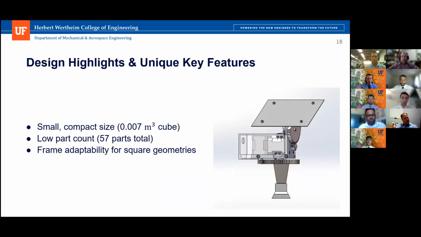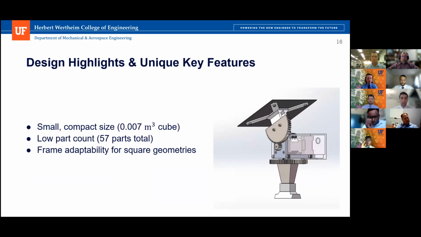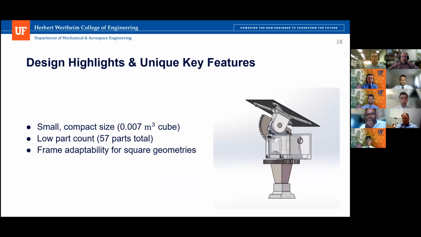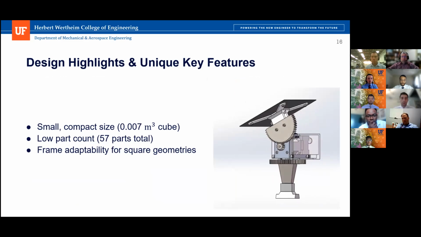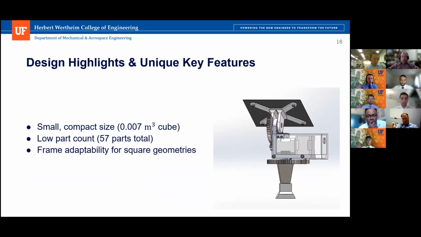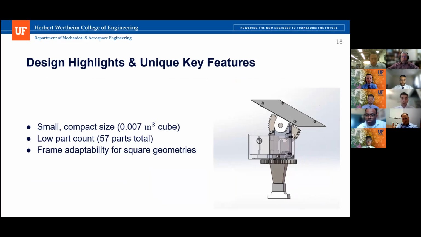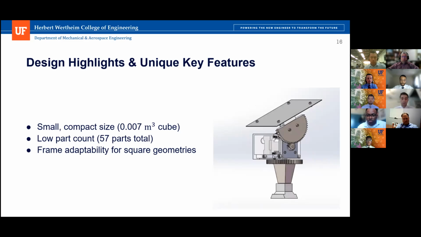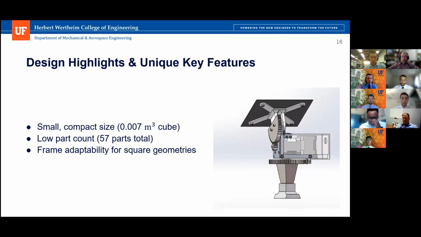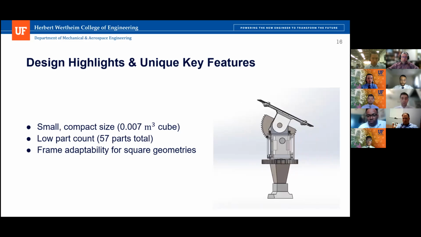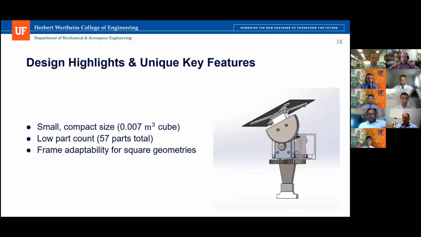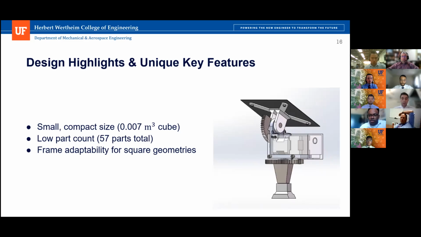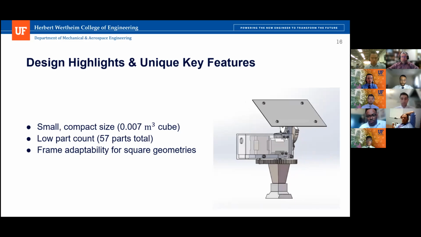So to provide an overview of some design highlights, we believe these key features help our prototype stand out from the rest. To start, our design's small compact size allows for easy scalability and arrangement in the Heliostat field. Along with this, the Heliotide's low part count, coming in at a total of 57 parts, including fasteners, provides for ease of manufacturability, assembly, and repair. The last feature, our design's frame adaptability for square geometries, allows for variability in mounting, base modifications, and implementation.